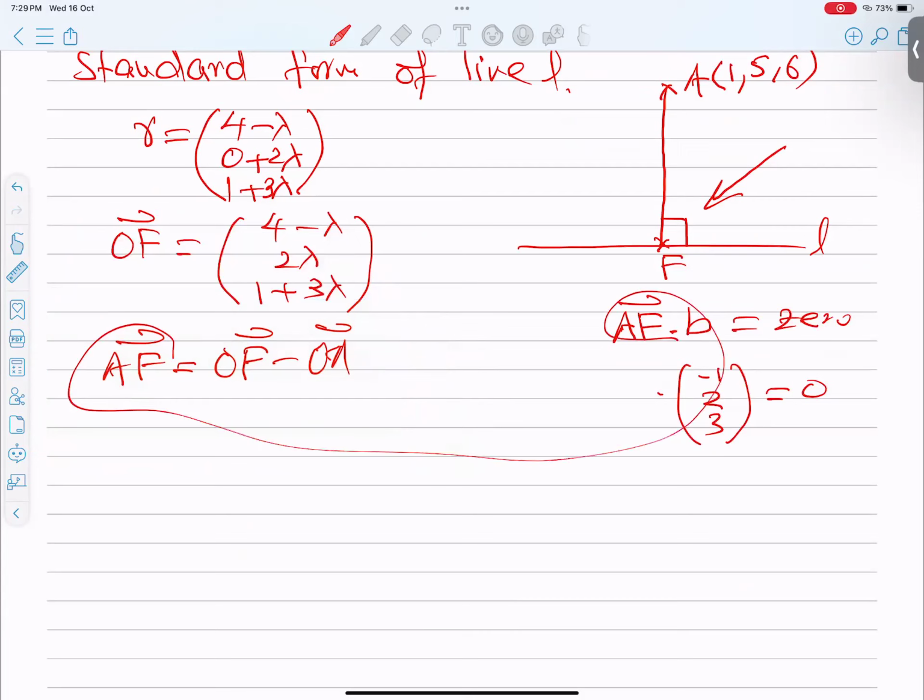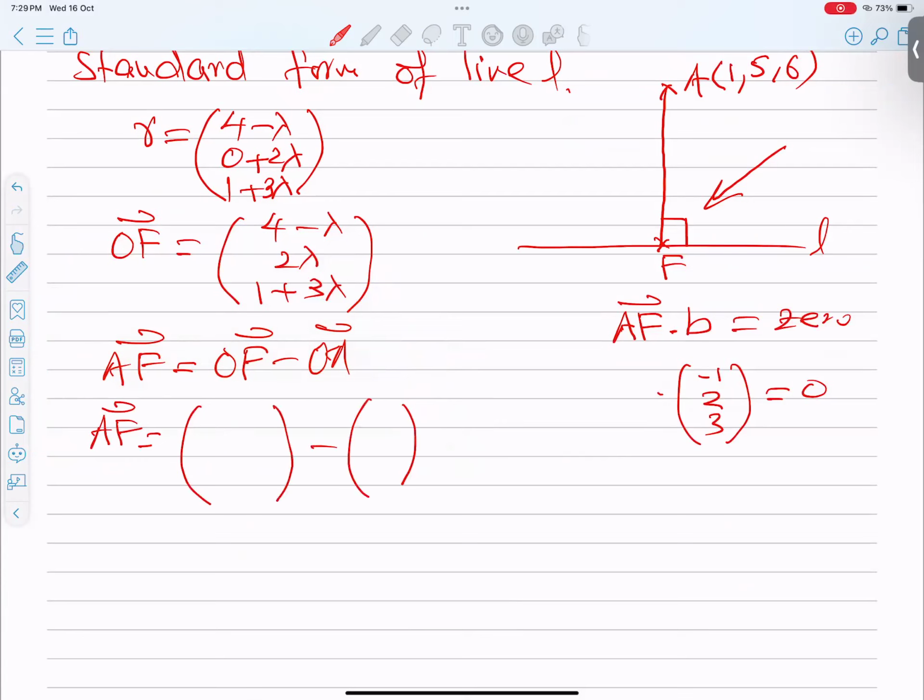My next plan is finding AF. So AF is equal to what, students? OF minus OA. OF comes from here, OA comes from there. Almost more than half the job is over. Let me finish 1, 5, 6. After subtracting 4 minus 1, I get 3. Minus lambda will stay as it is. 2 lambda minus 5, I am writing 2 lambda minus 5. This minus this.